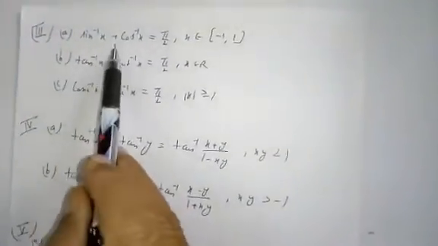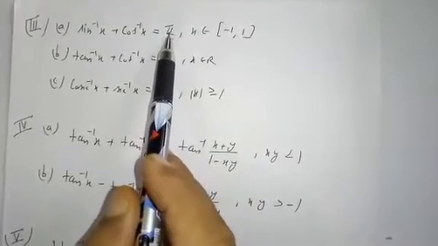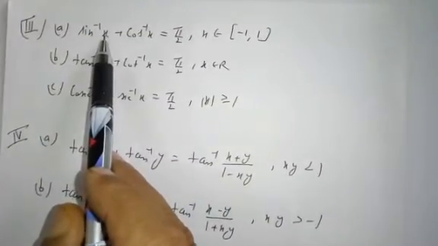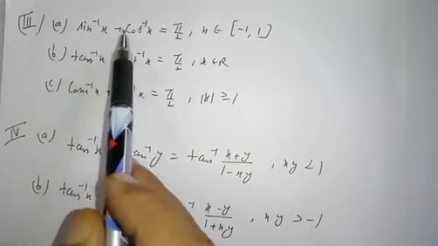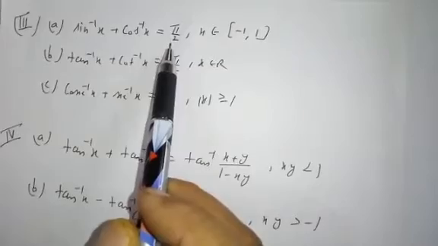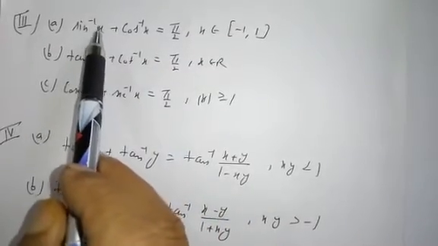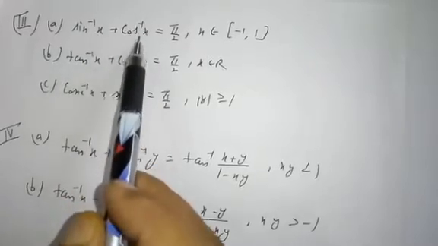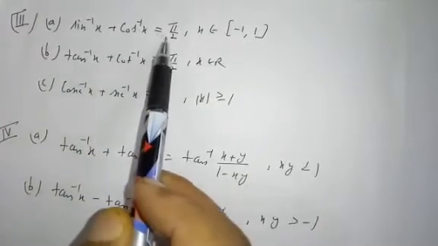Now third property: sin inverse x plus cos inverse x equals pi by 2. For any value, whether we take it according to the sine or according to the cos, the sum of these angles will always be pi by 2. Suppose we take 1 upon 2: sine inverse of 1 upon 2 is 30 degrees, cos inverse of 1 upon 2 is 60 degrees, and 30 plus 60 is 90, pi by 2.